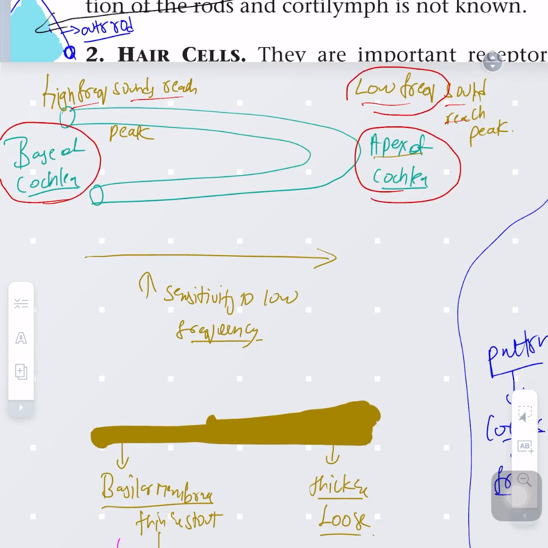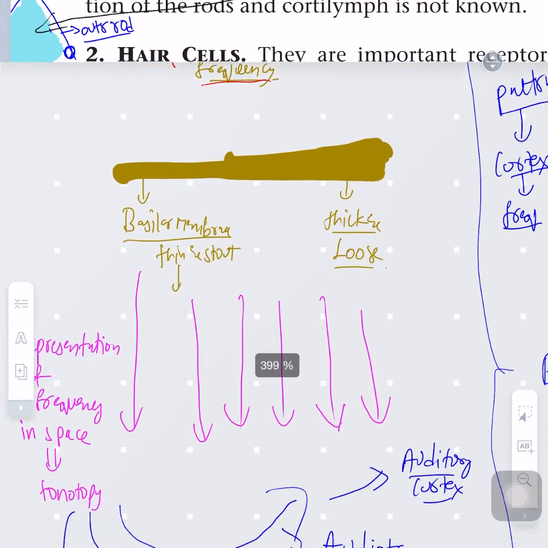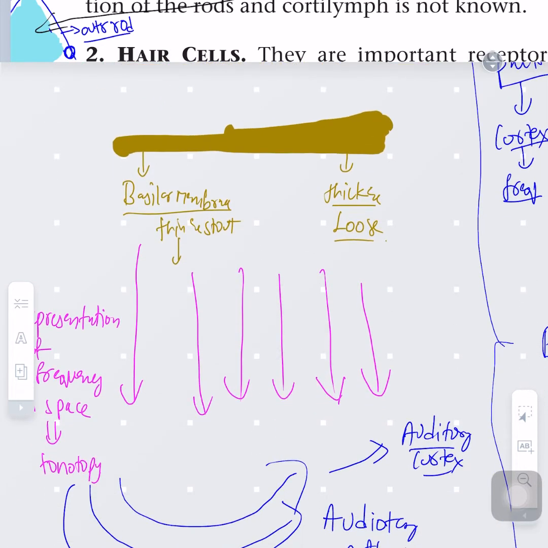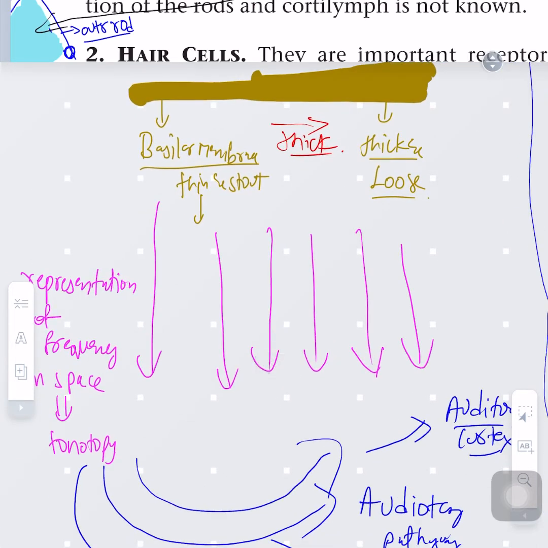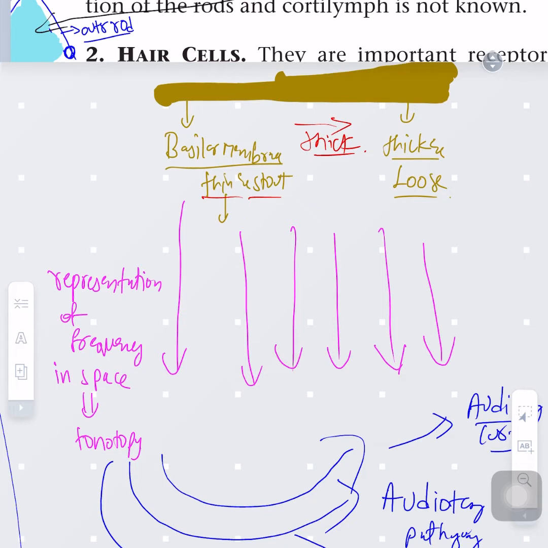Now there is a characteristic feature about the basilar membrane. As we go from the base to the apex of the cochlea, it becomes thicker and thicker. It has a gradient, right? The basilar membrane at the base of the cochlea is thin and stout. As we go ahead, the basilar membrane at the apex is thick and loose.